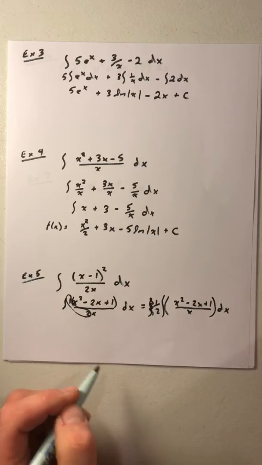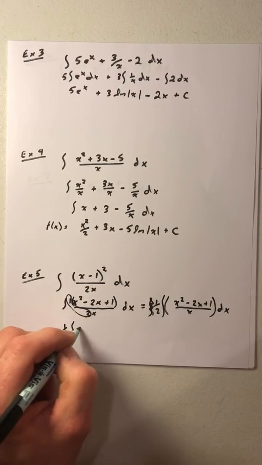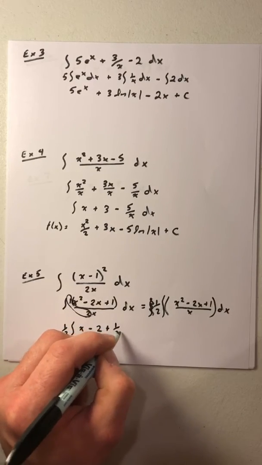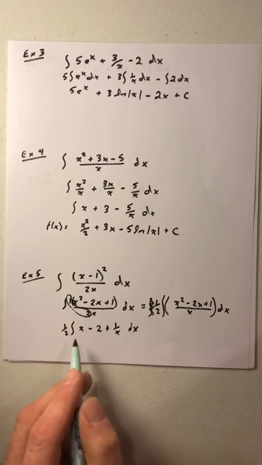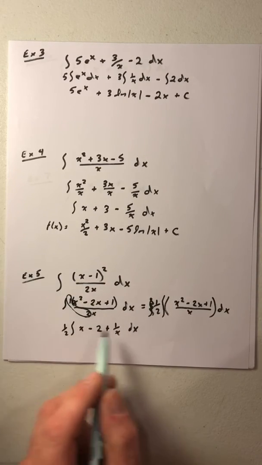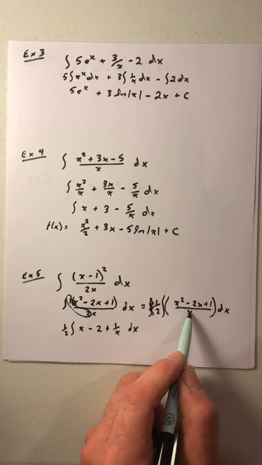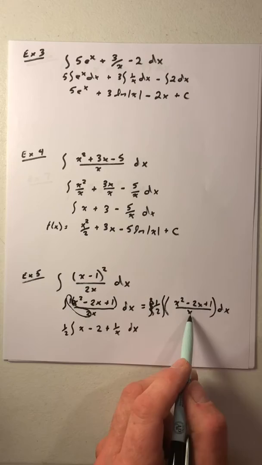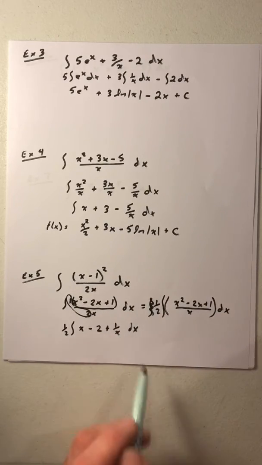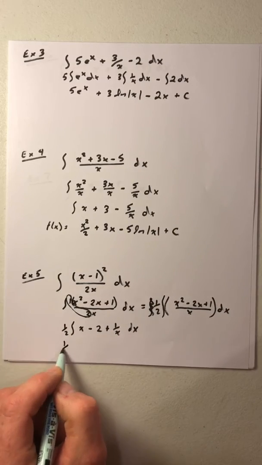Decomposing this, I have 1/2 times the integration of x minus 2 plus 1 over x dx. So I've decomposed and simplified all in one step. So x squared divided by x is x, 2x divided by x is 2, and 1 over x I'm leaving because I know that integration again. Now I can go and integrate each of these terms.